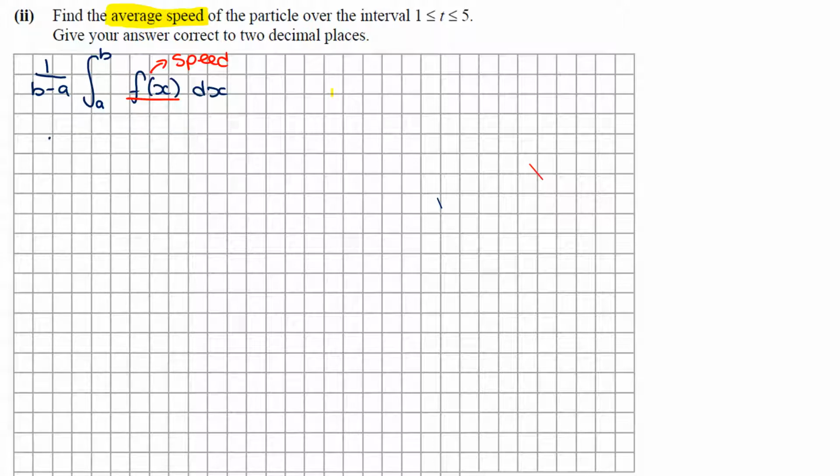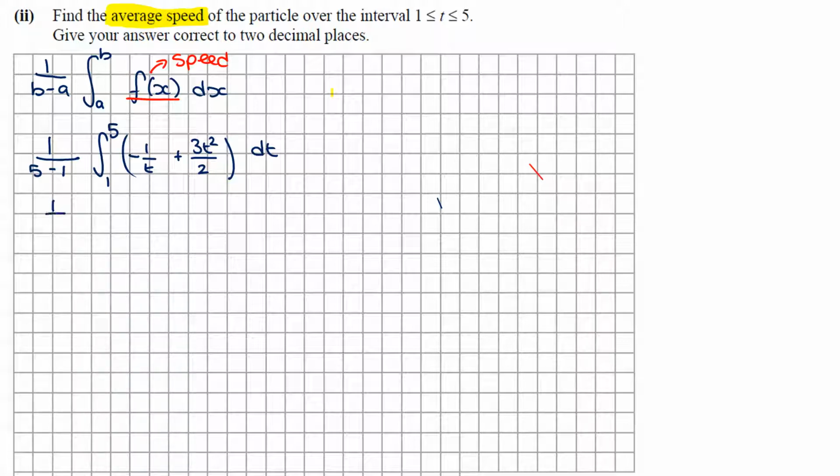Not the original, so definitely not what we had for acceleration. We want to get average speed. So b and a are given to us here as the interval, so we go between 1 and 5. Remember, a is always the smaller, b is always the bigger. Our formula, if you remember, for velocity is minus 1 over t plus 3t squared all over 2. And we're integrating with respect to t, so we have a dt here.